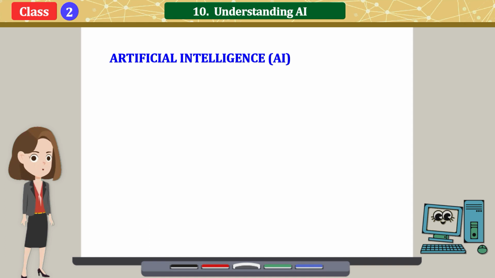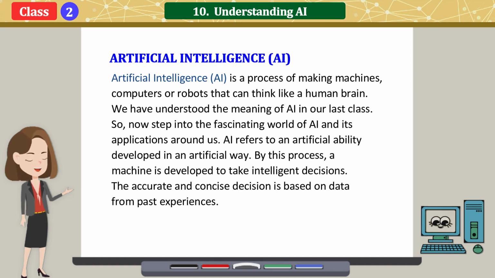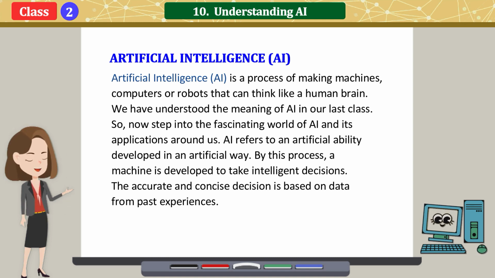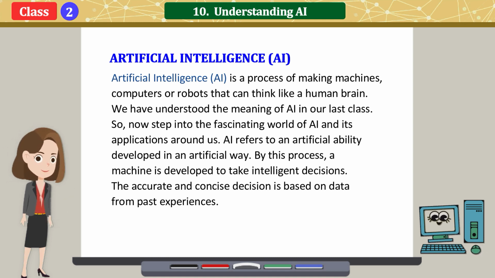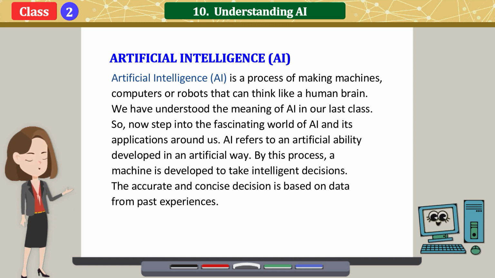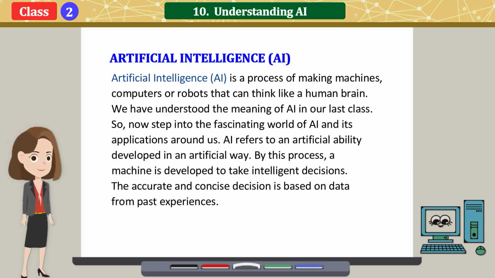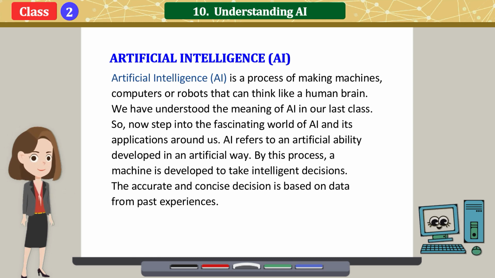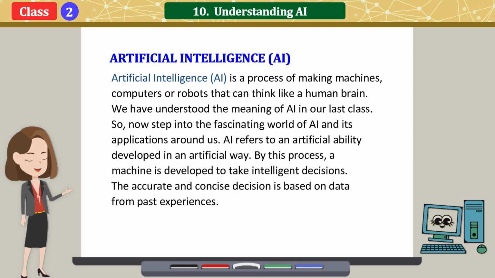Artificial intelligence is a process of making machines, computers or robots that can think like a human brain. We have understood the meaning of AI in our last class. So, now step into the fascinating world of AI and its applications around us. AI refers to an artificial ability developed in an artificial way. By this process, a machine is developed to take intelligent decisions. The accurate and concise decision is based on data from past experiences.